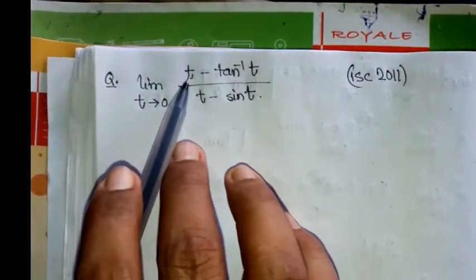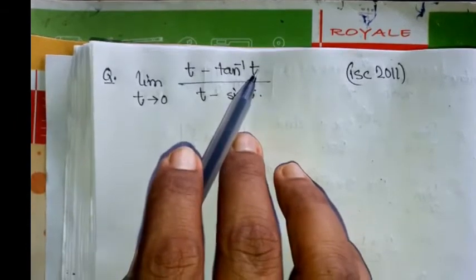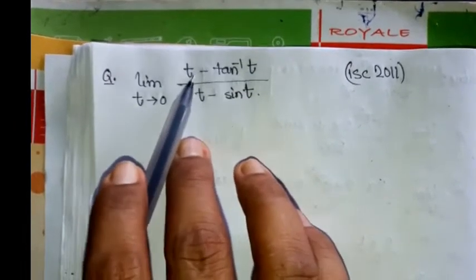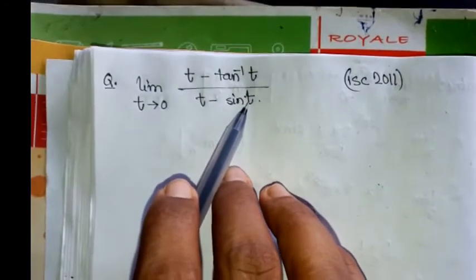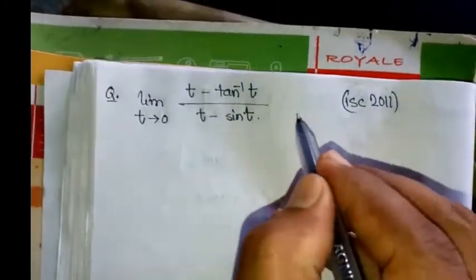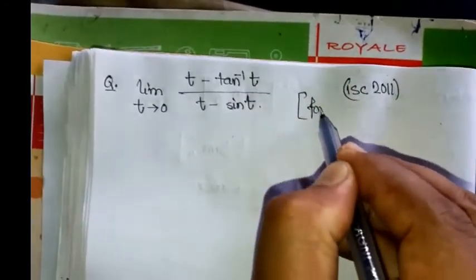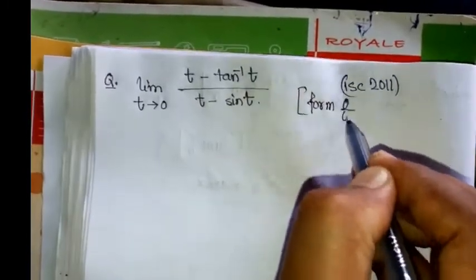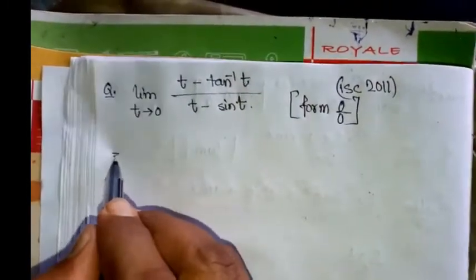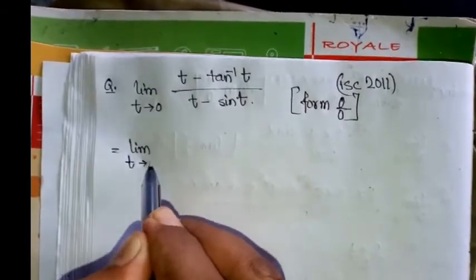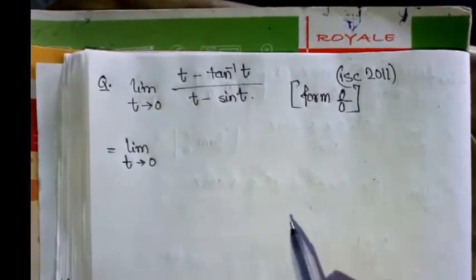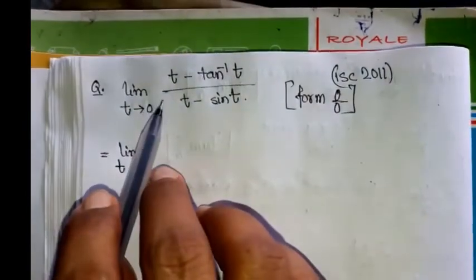So if you put t equals 0, then 0 minus tan inverse 0 means 0. So 0 minus 0, that means numerator 0, and 0 minus sin 0 is 0. So it is of the form 0 by 0. So we have to apply L'Hospital rule, and when we apply it here, we have to differentiate the numerator and denominator with respect to t, since here the variable is t.